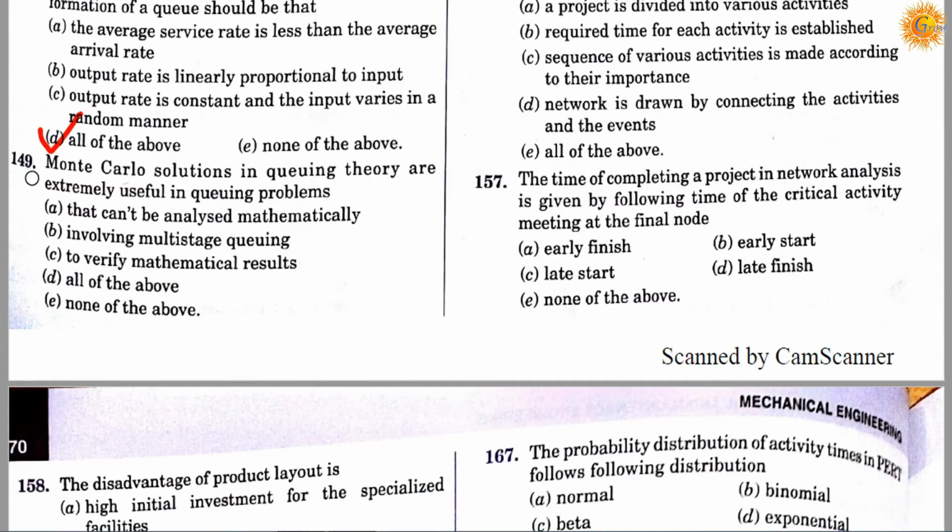Question number 149. Monte Carlo solutions in queuing theory are extremely useful in queuing problems. Option A, that can't be analyzed mathematically, option B, involving multi-stage queuing, and option C, to verify mathematical results, and option D is all of the above and option E is none of the above. So the correct answer is A. Monte Carlo solutions in queuing theory are extremely useful in queuing problems that can't be analyzed mathematically.